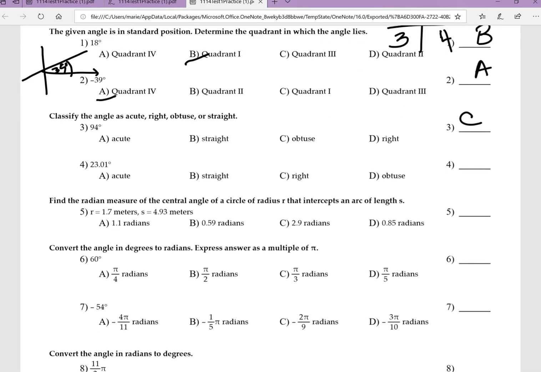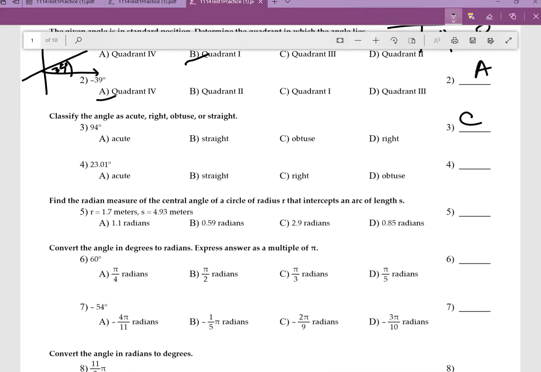Alright, and so for this next one, 23.01 degrees, we're definitely using an acute angle in this case, so that's acute, A.